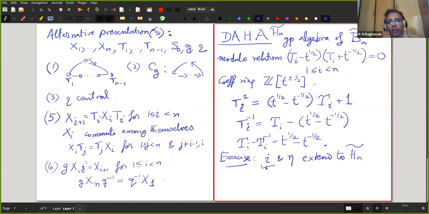So what does eta do? Eta just permutes the Ti's: T1 goes to Tn minus 1, T2 goes to Tn minus 2, etc. But this relation is the same, so in fact this is easy. One thing you observe is that for I, Ti doesn't go to itself, it goes to its inverse. So there would be a slight issue here. What you will need to do is send t to the half to t to the minus half for this one. So it's some kind of a conjugate linear map, if you wish.